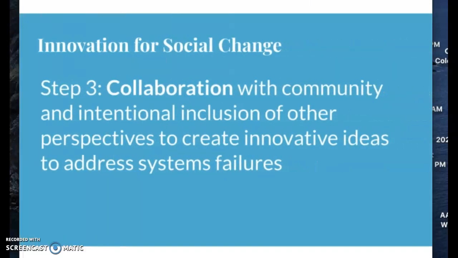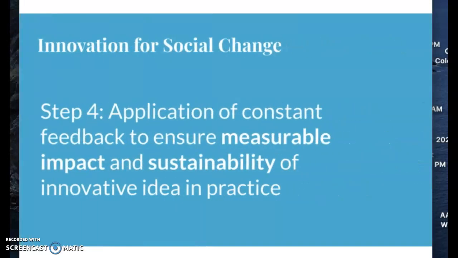Part 3, you explain, is the collaboration with community and the intentional inclusion of other perspectives to create innovative ideas to address those previously identified system failures. And then step 4, application of constant feedback to ensure measurable impact and the sustainability of an innovative idea once it's put in practice. So you just go through each one of those slides. Basically, guys, what is Innovation for Social Change? I can tell you in 4 steps. It's these 4 steps. This is what our course is all about.